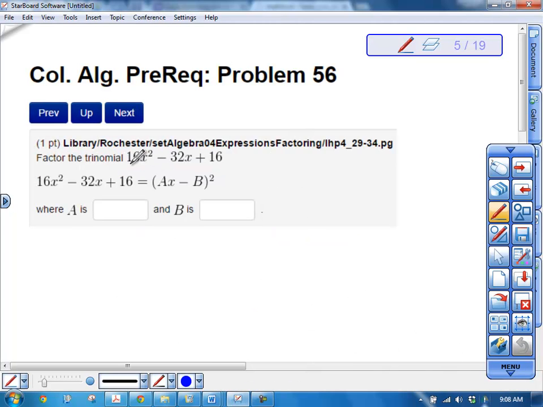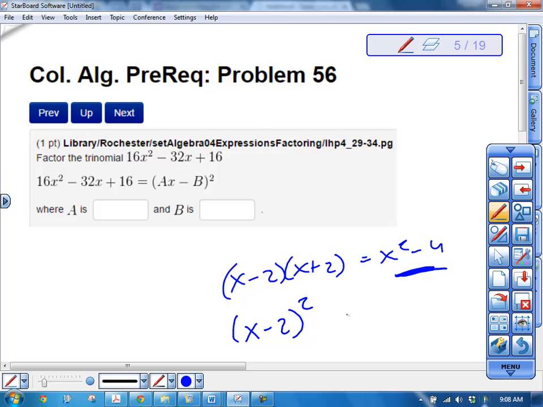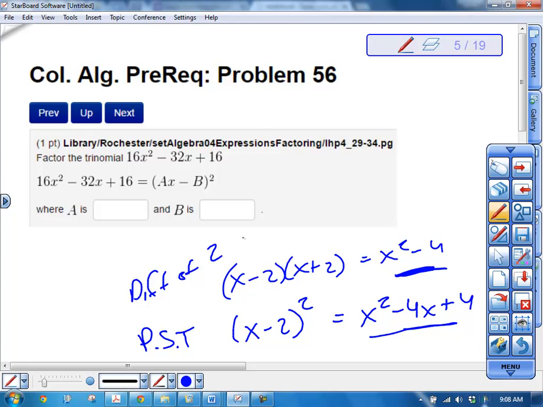Okay, so the next one says factor this trinomial, and it tells us that it's going to be a perfect square trinomial. That's what this is. There's two things that I want you to remember. A difference of two squares, which has the pattern of like x minus 2 times x plus 2, and that will turn into x squared minus 4. It's a difference of two squares. And the other thing is, if you have x minus 2 squared, that's a perfect square trinomial. That'll turn into x squared minus 4x plus 4. So there's a perfect square trinomial and a difference of two squares. Those are the only two that you'll have to memorize this class as far as factoring patterns that come up over and over again. So definitely memorize these.